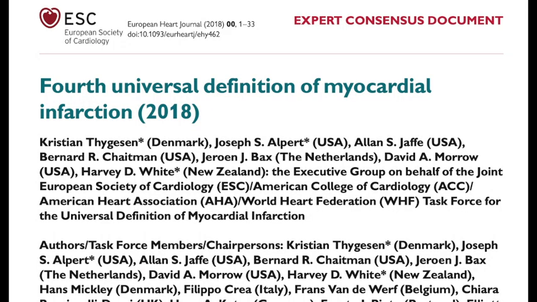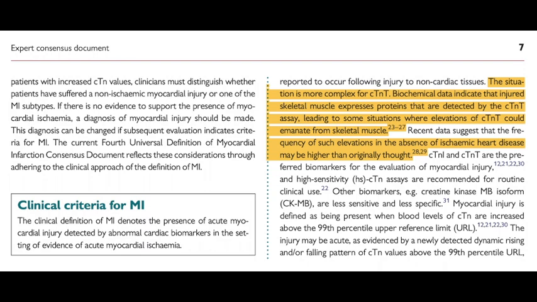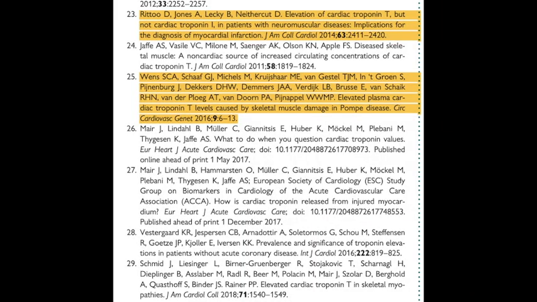The fourth universal definition of myocardial infarction document was published in 2018. The document recognized for the first time that there are differences between cardiac troponin T and cardiac troponin I. It recognized that cardiac troponin T may be released from diseased skeletal muscle. The key references cited in the document are shown here. We have discussed today two of these key references.